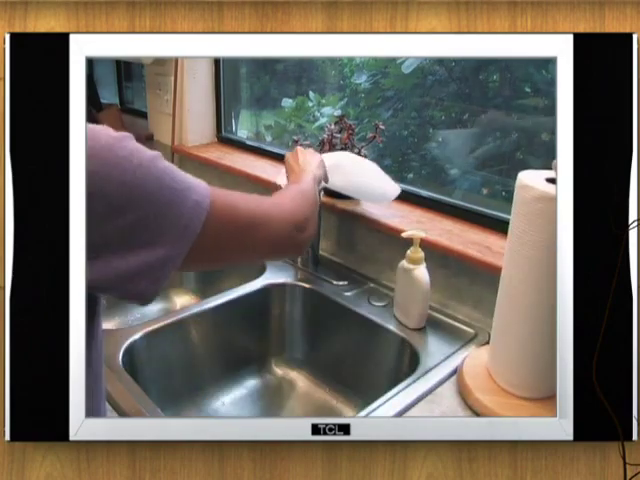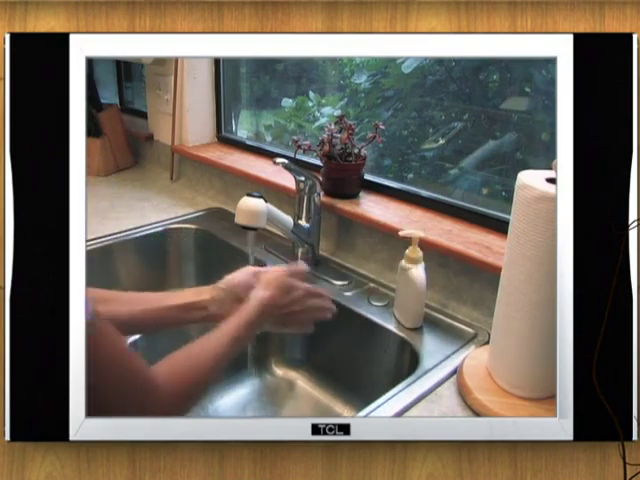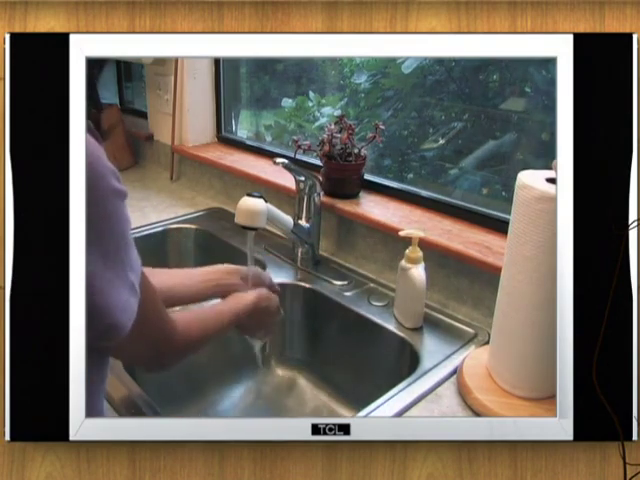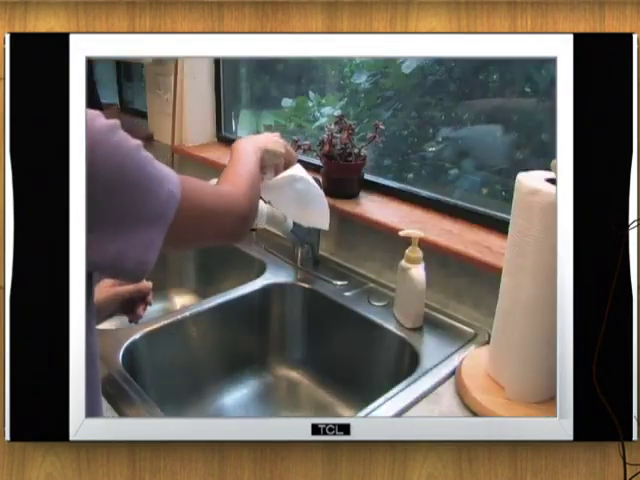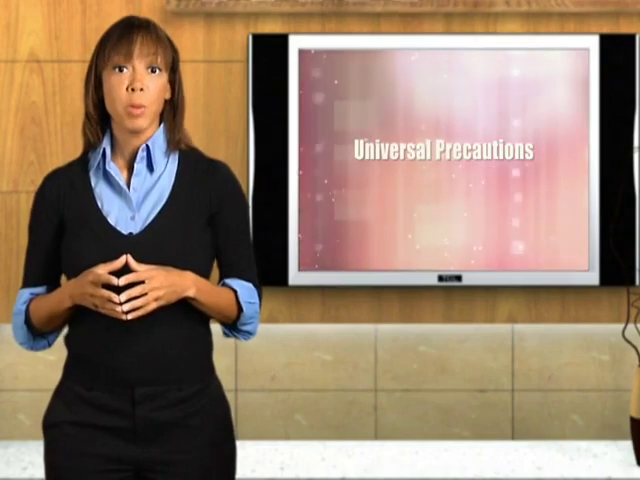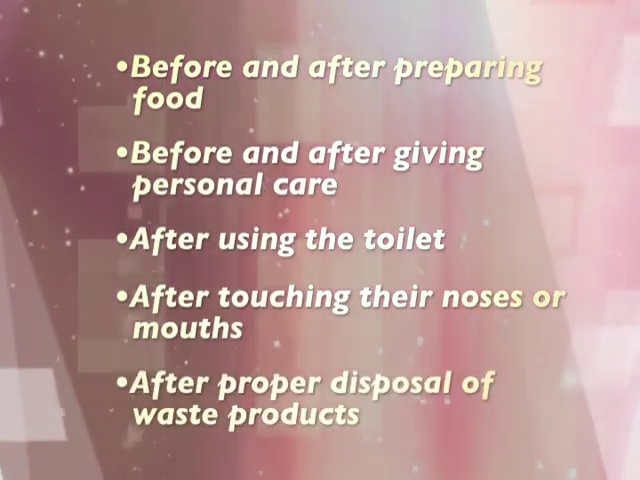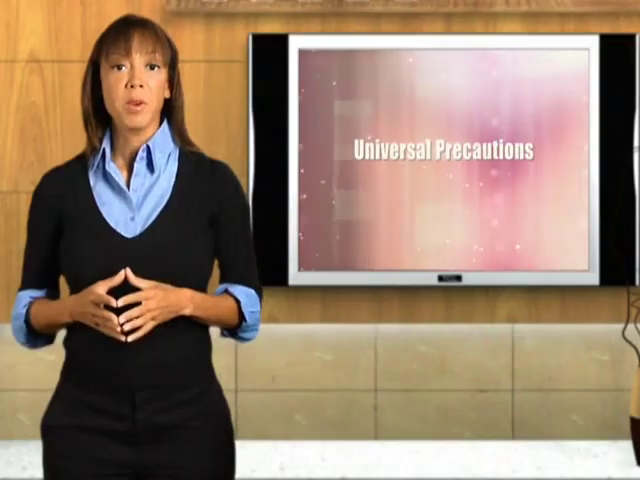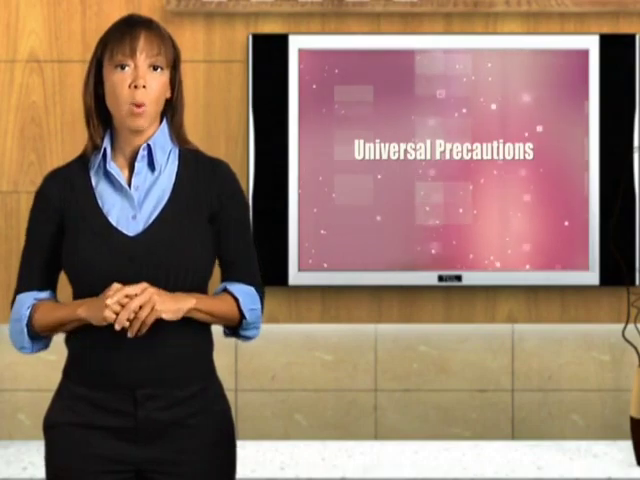After wearing and properly disposing of gloves, employees must be sure to wash their hands with soap and water for at least 20 seconds. Both you and your employee should know how to wash your hands when you've been exposed to hazardous substances. In addition to washing their hands after removing their gloves, employees should wash their hands before and after preparing food, before and after giving personal care, after using the toilet, after touching their noses or mouths, and after proper disposal of waste products. Remember, the most important factor in preventing the spread of disease is regular and proper hand washing.